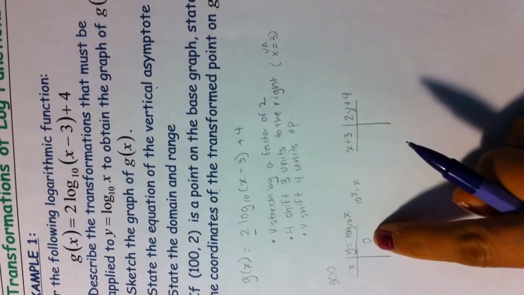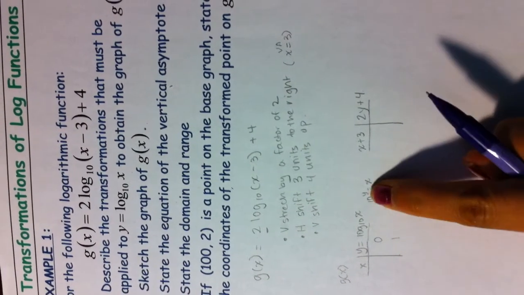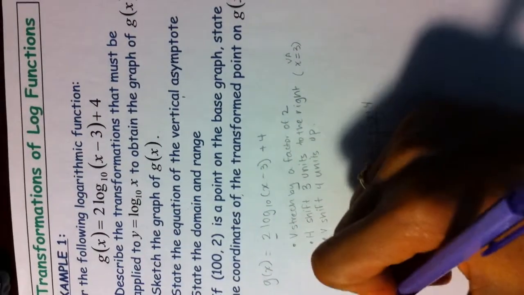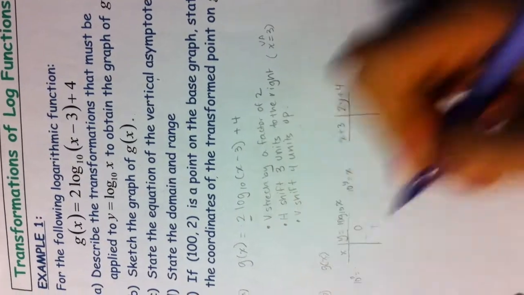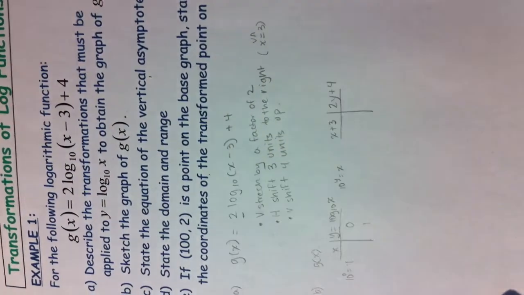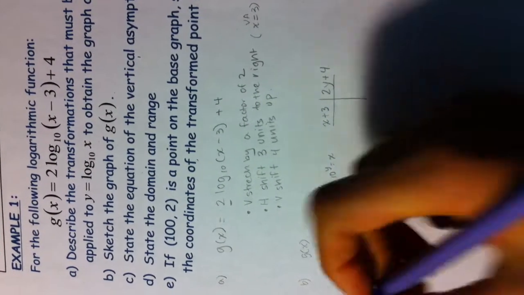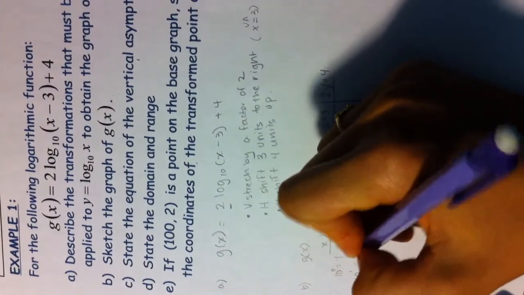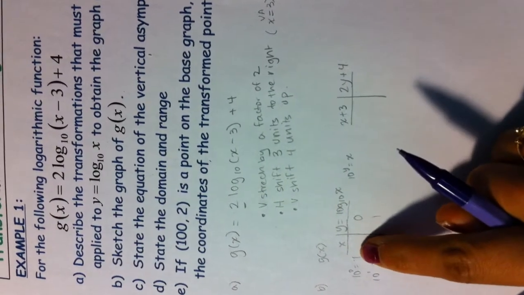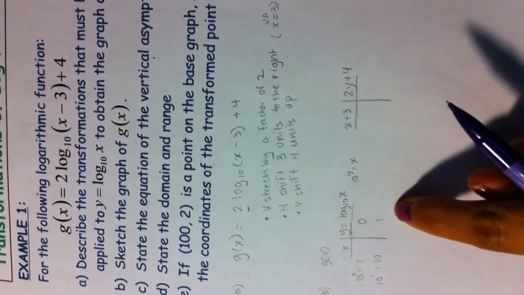In this case, my y value is 0, so it's going to be 10 to the power of 0 equals x, which is basically just 1. I'm going to just write that down. And the second one is 10 to the power of 1 equals x, and that is going to be 10. So my x values are going to be just 1 and 10, and my y values are 0 and 1.